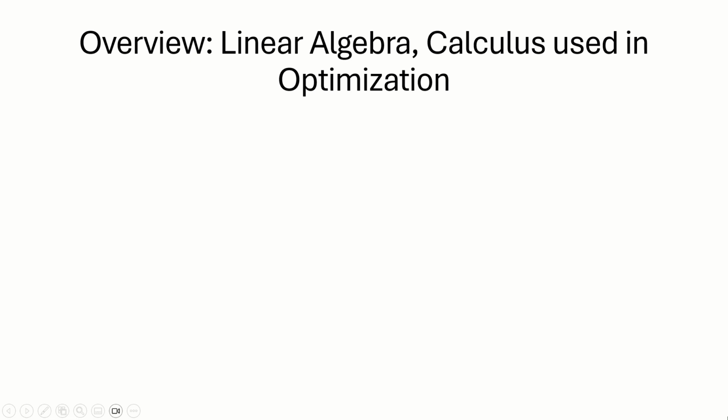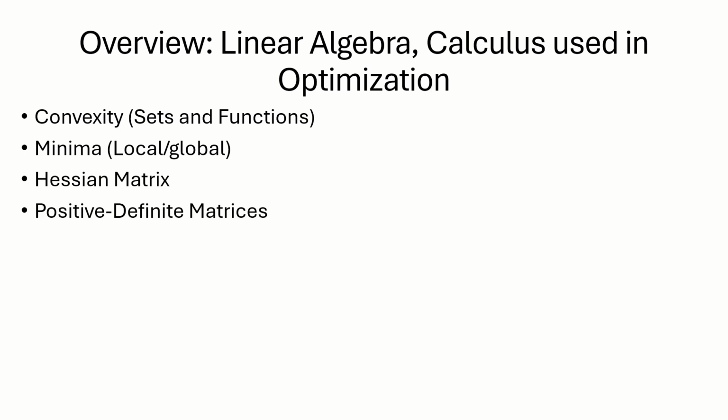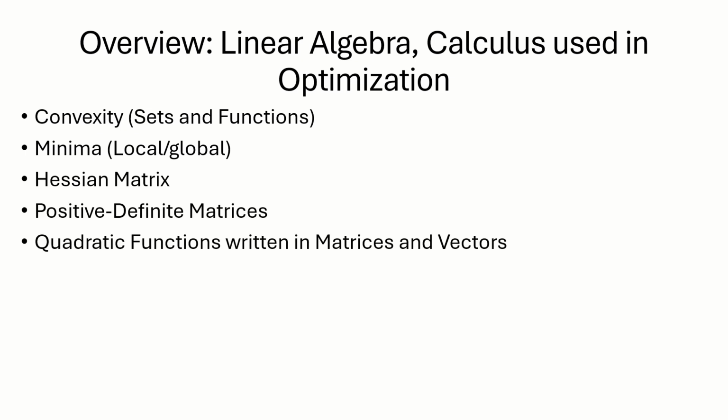Today we're going to review some math that's relevant to the study of optimization algorithms. Specifically, we'll review convexity of sets and functions, local and global minima, the Hessian matrix, positive definite matrices, and quadratic functions written using the language of matrices and vectors. First, let's review convex sets.